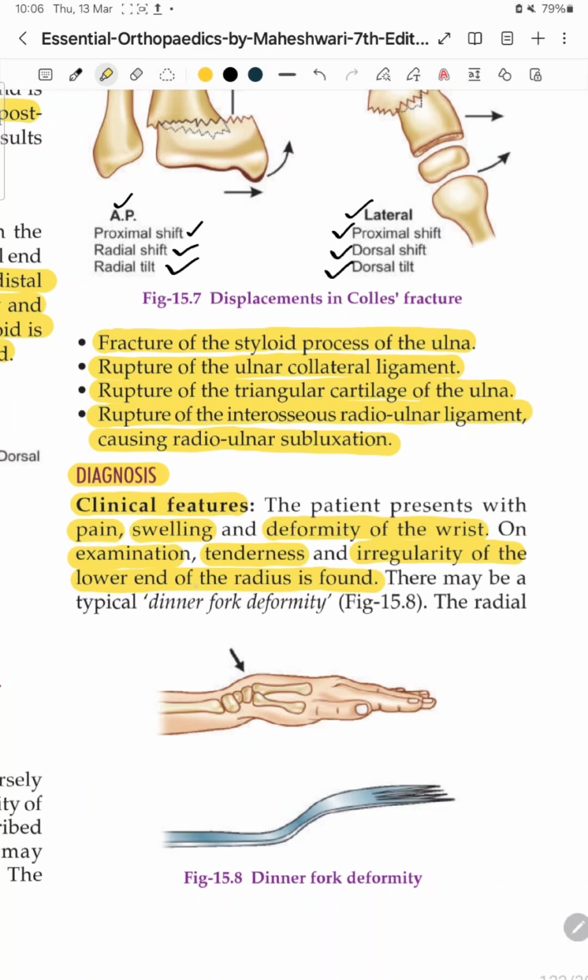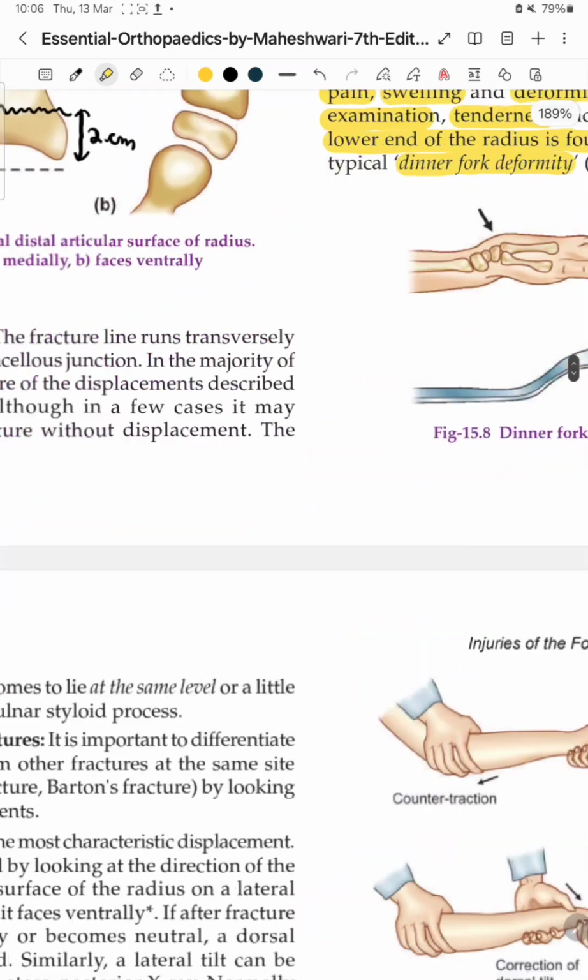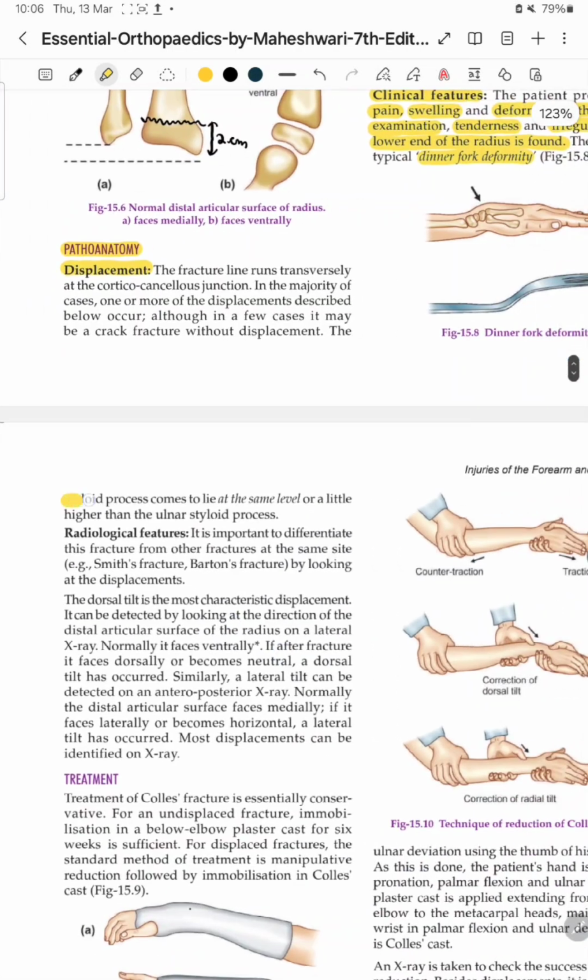The main thing is the dinner fork deformity. As you can see in the given image, there is dinner fork deformity. The radial styloid process comes to lie at the same level or a little higher than the ulnar styloid process.